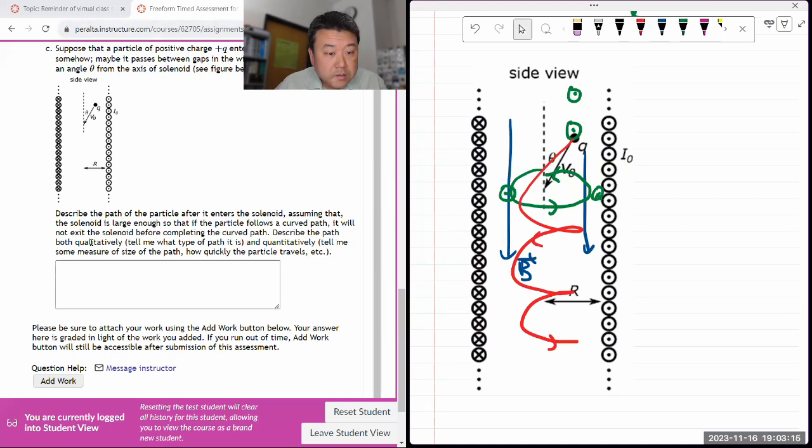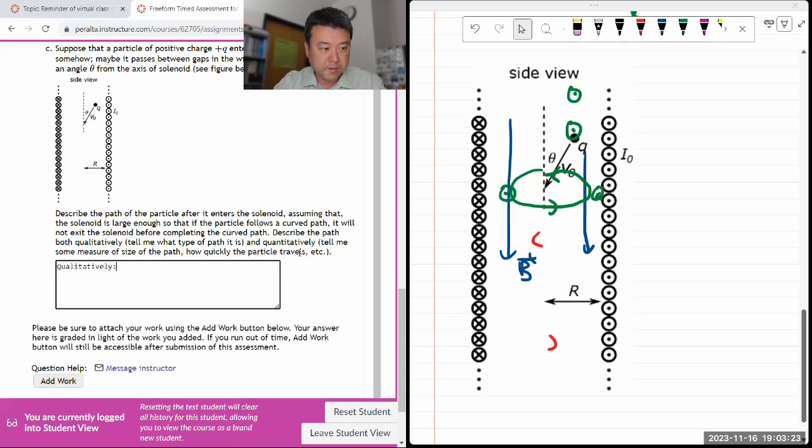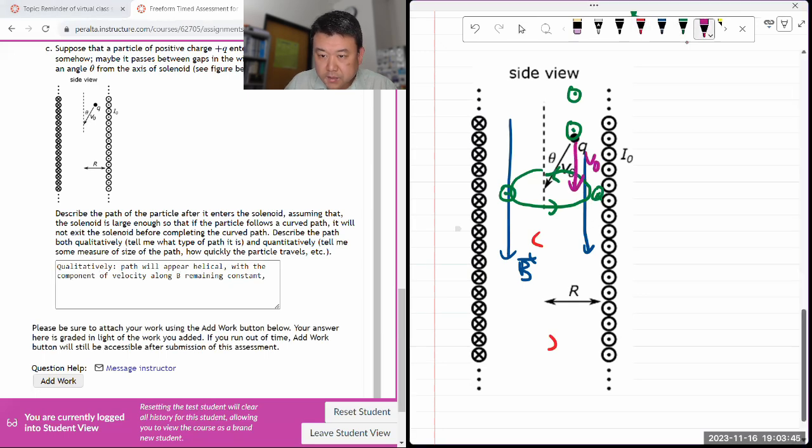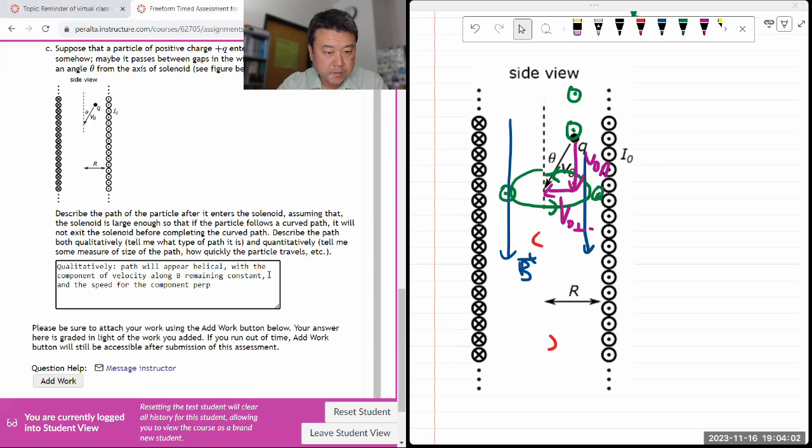So describe the path, both qualitatively and quantitatively. Qualitatively, the path will appear helical with the component of velocity along B remaining constant. This would be V not parallel, that's constant, and there will be a component V not perpendicular. The speed for the component perpendicular to B will be constant, but the direction will change in a way consistent with uniform circular motion in 2D.